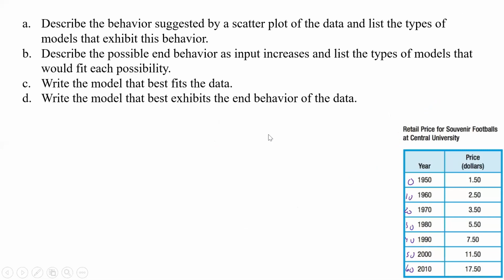With this one, let's say for A, describe the behavior suggested by a scatter plot of the data and list the types of models. Okay, well, I'm going to say, again, the quadratic or the exponential. Those are the two, just based on how we talked about the behavior on our graph. And I'm not writing everything down here because we did a lot of the talking. So, if you're doing this on an exam, you're going to have to write it here because we're not going to be talking on an exam. You're going to have to write down the stuff. So be sure to write everything down as you go.